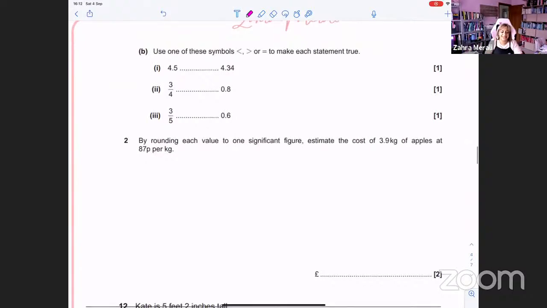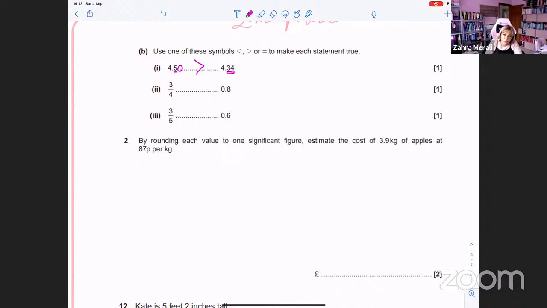Right, so we've got some signs here. We've got smaller than, so where the tip of the arrow is, that's going to be the smaller number. Where it opens out is your bigger number. So we've got 4.5 and 4.34. Now remember, if it's not the same number of digits, if this is just 5, add a 0 because it'll make it easier for you to see. Because then you're comparing 50 and 34. Which one is bigger? 50 is bigger. So the open mouth is towards the 50.